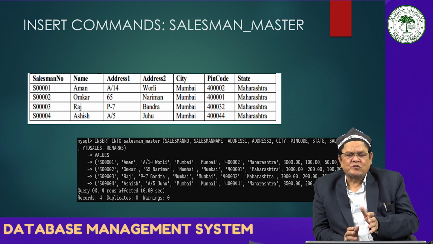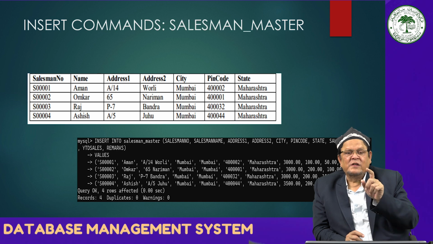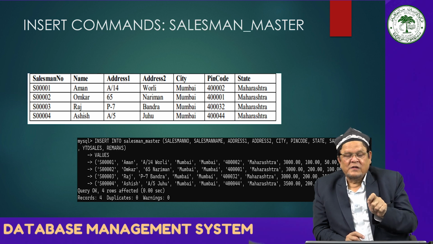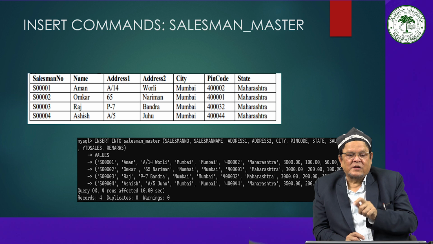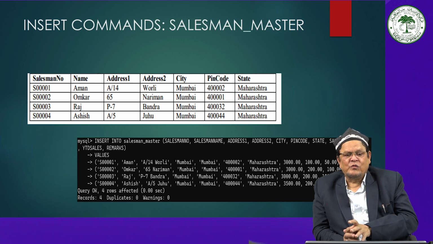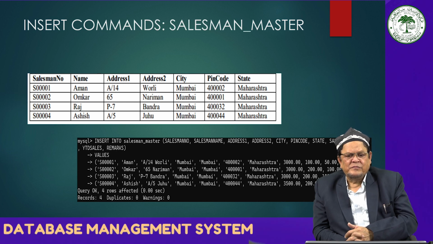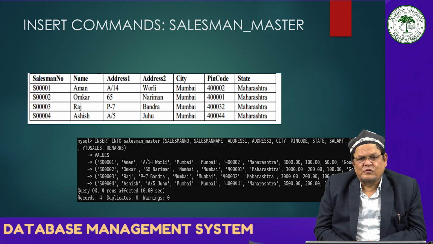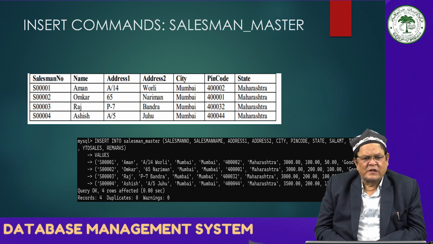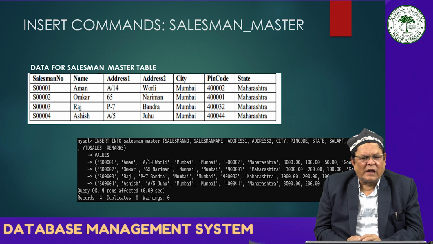What command do you have to write in MySQL? You write insert into, and put the table name, salesman master. Within the brackets, you have to write all the fields, the column names: salesman number, name, address 1, address 2, city, pin code and state. So you can enter the values like that.